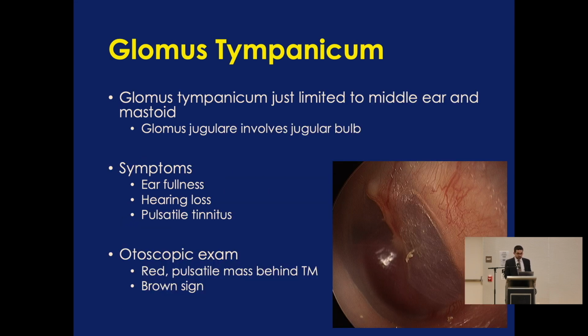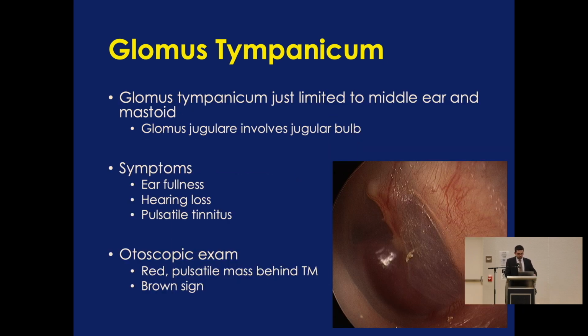Symptoms would be ear fullness, hearing loss, and oftentimes pulsatile tinnitus. If you look with the otoscope and you see the eardrum looks red and there's something behind it, if you have a microscope, I mean better, but if you have an otoscope that you can change the focus or magnification, sometimes you would actually see the mass pulsate through the eardrum, and then you know this is a glomus tumor.